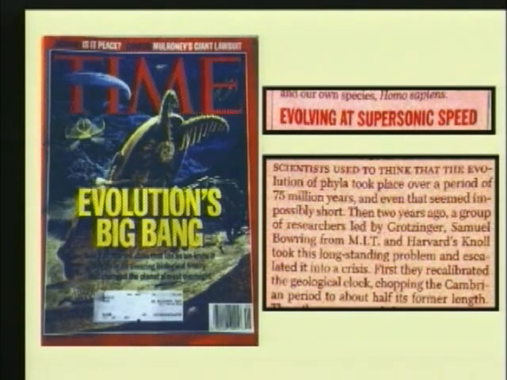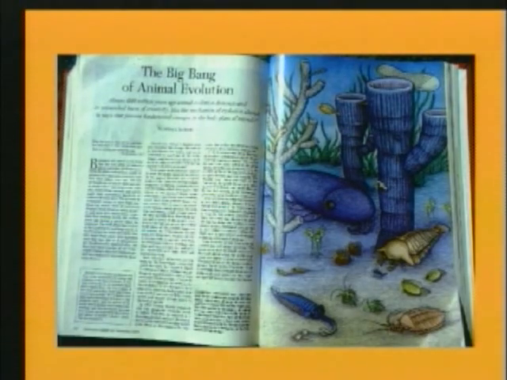Here, Time magazine picks up from the scientific literature of the day and it runs with an article called Evolution's Big Bang, and subscript, evolving at supersonic speed. Now this is a bit problematic. When life exploded. Well, let's go to the scientific source. Here is Scientific American, and here is this article that Time magazine picked up, The Big Bang of Animal Evolution.